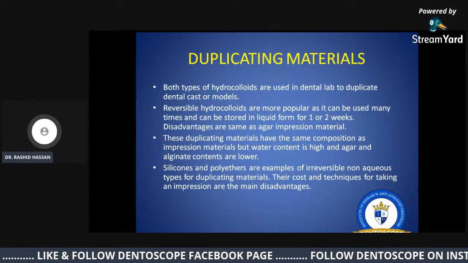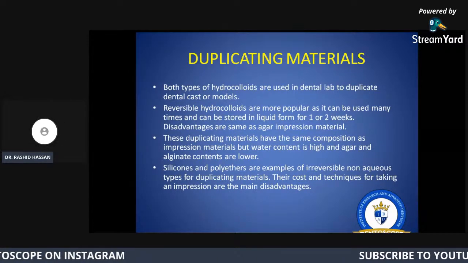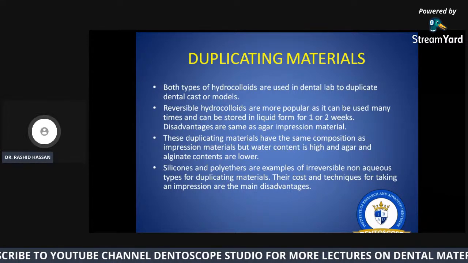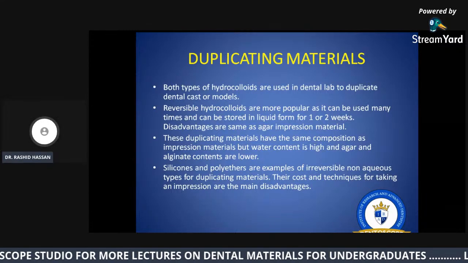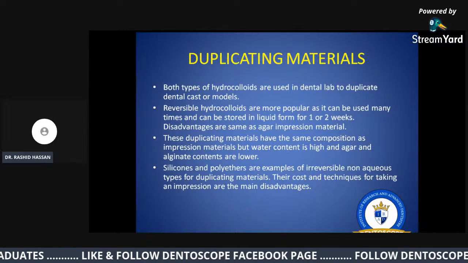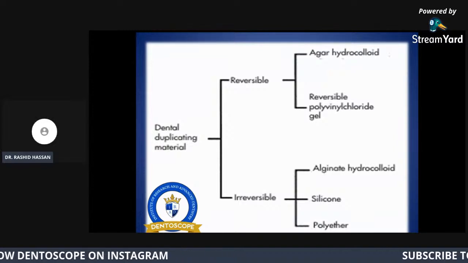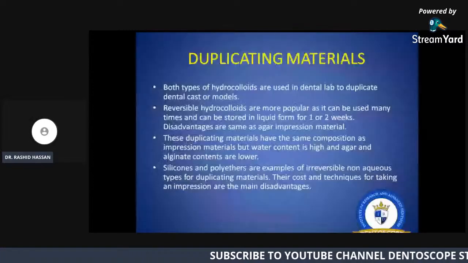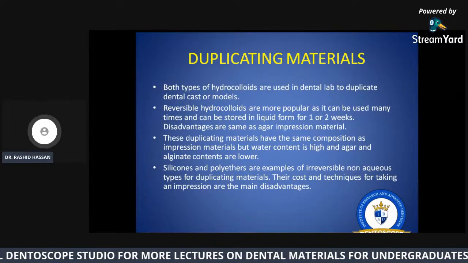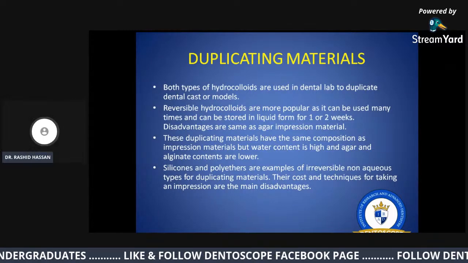The disadvantage is the same as that of agar impression material. What exactly is the disadvantage? The dimensional instability. It is a thermoplastic impression material, so due to temperature, changes may occur. But it is always preferred that the material should be reversible, because then it becomes cost effective for the dentist. Like here we have seen that the silicones and polyethers are also used as duplicating materials. But as I've told you, polyether is the most expensive, and so are the silicones. They are also very expensive. So you would like to avoid them for the duplication of cast.